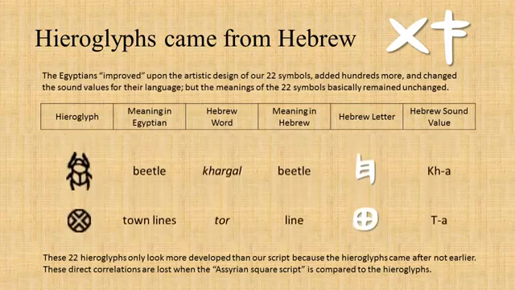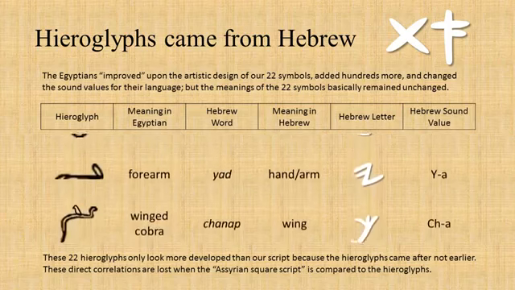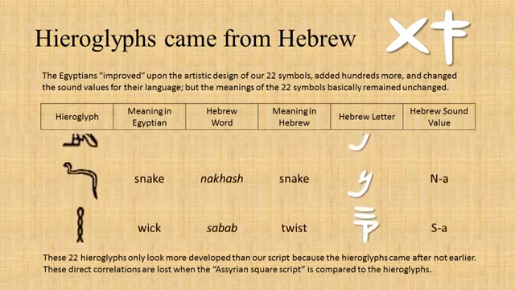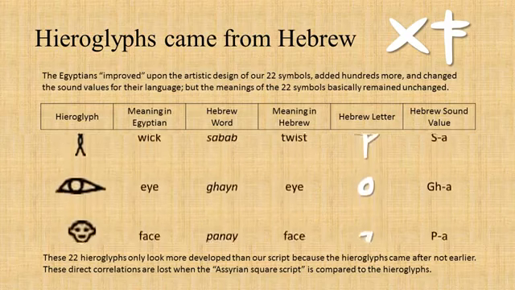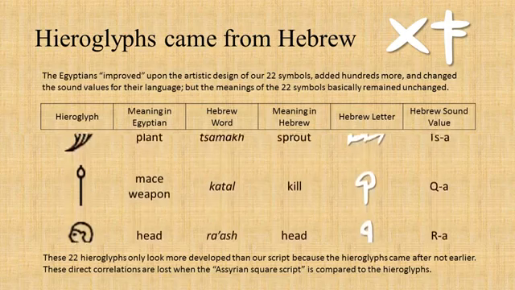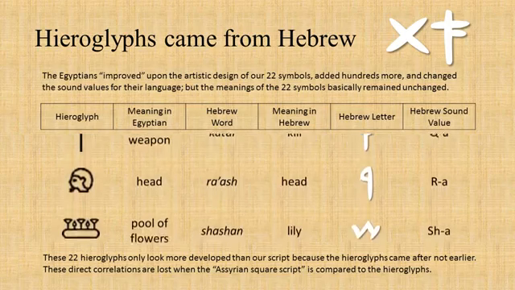This effectively made their language inaccessible to the average Egyptian. Only the priests and the most highly educated Egyptians could decipher the glyphs and read and write. We maintain that the ancient Egyptians modified the 22 symbols of our script and just changed their sound values. However, the original meanings of the symbols remained unchanged throughout history.